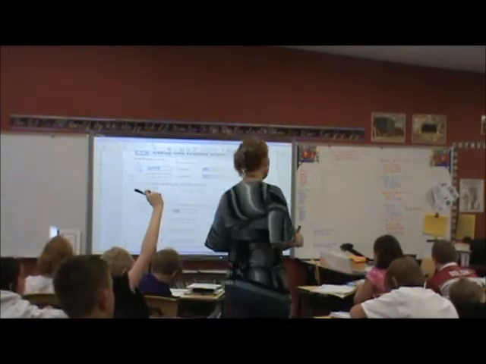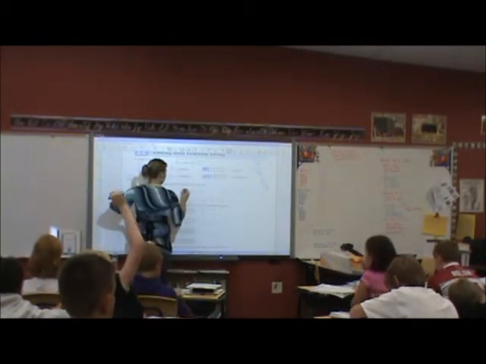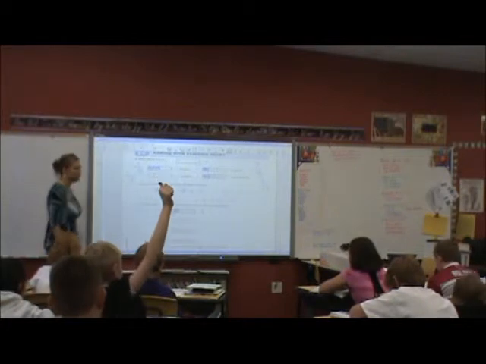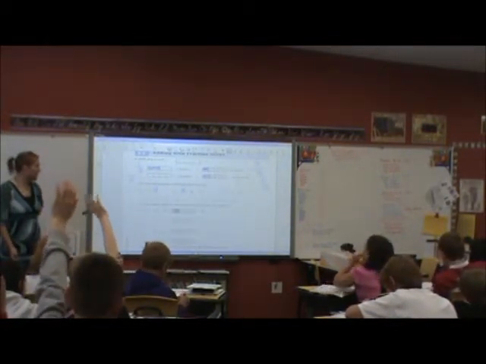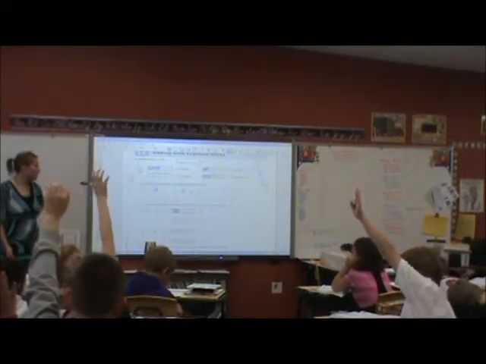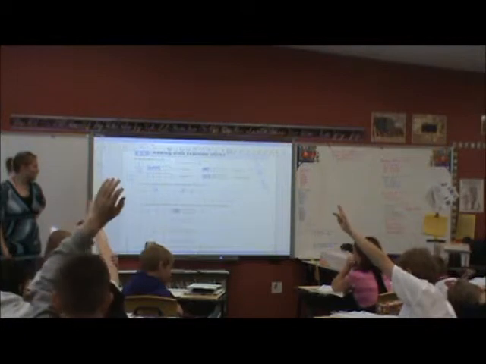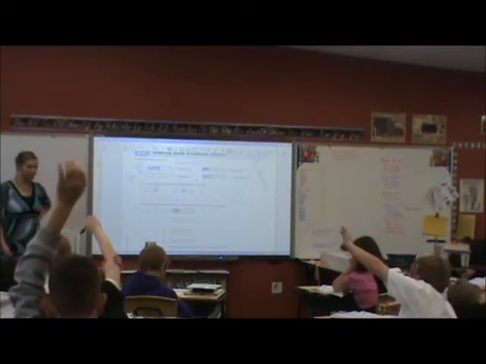Crystal, how many? 6 eighths. Who knows how many fourths that would be? It's a tricky one, because it's not right next to it. How many fourths would that be? Use your fraction stick if you do.